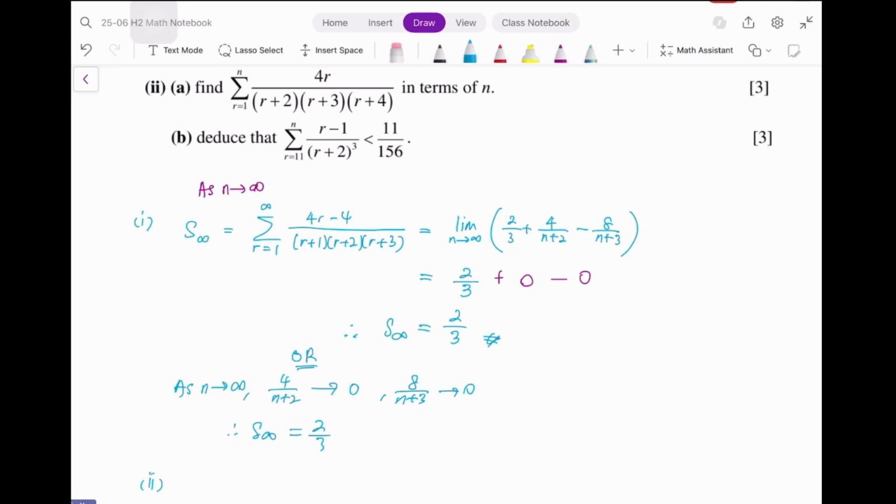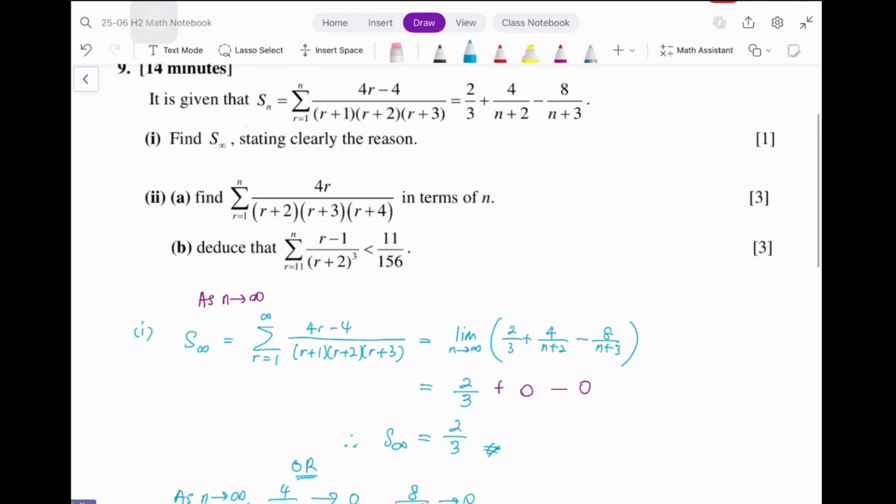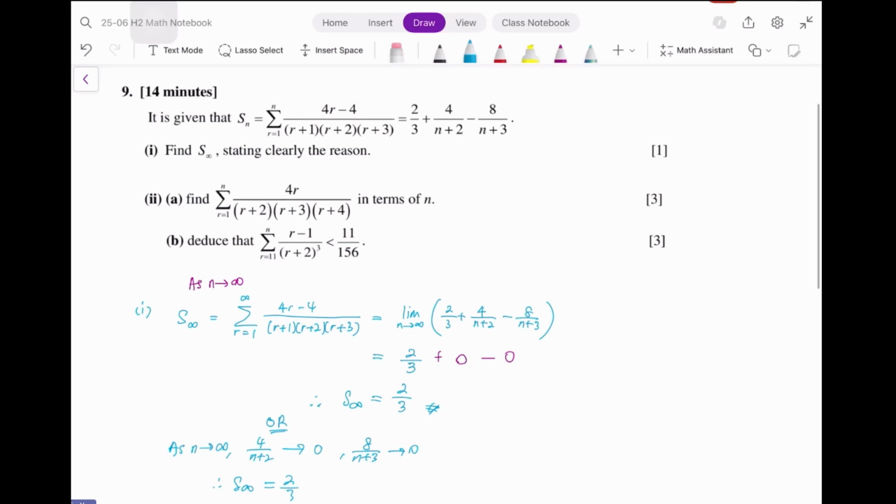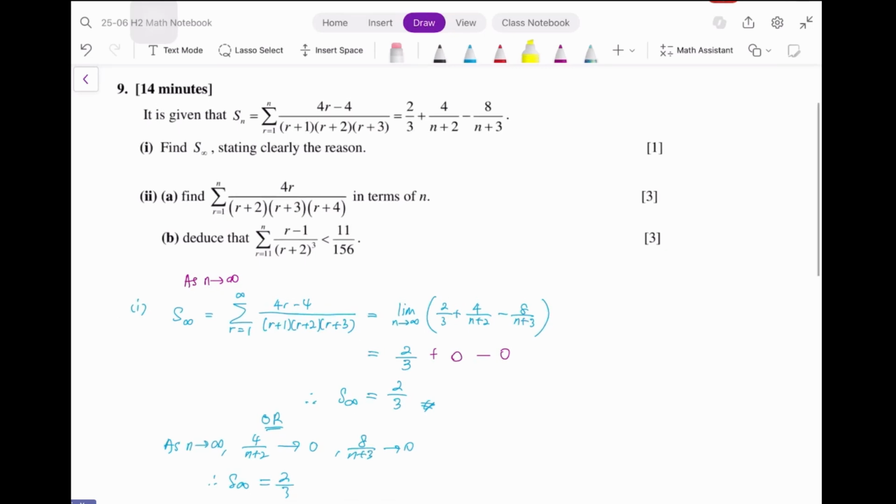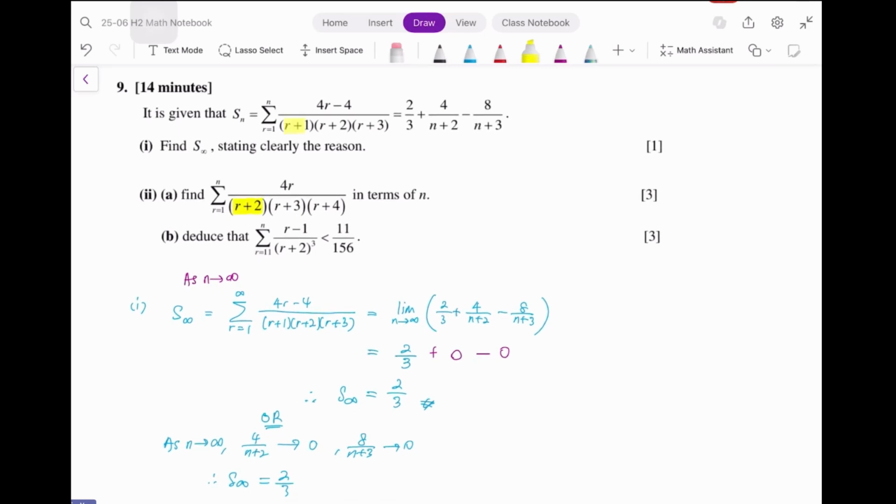Find that thing over there. So now let's go back over here. Let's find the parallel between the components over here. We have r plus 2 matched with r plus 1.